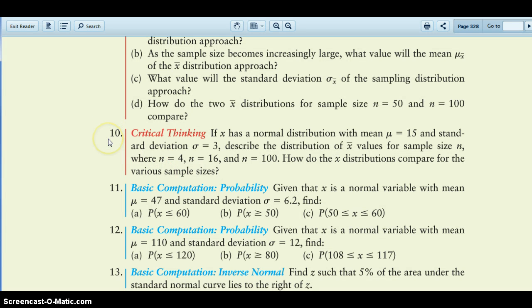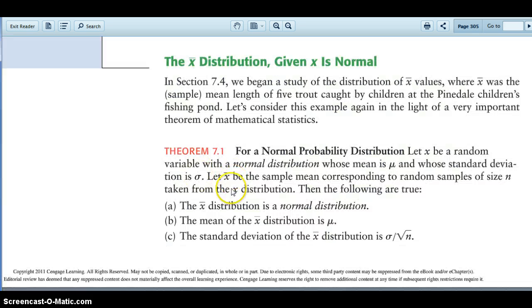For number 10, there were 3 parts. You need to consider the distributions where n is 4, n is 16, and also when n is 100. Page 305 has a lot of the information you'll need, and theorem 7.1 sums up how to answer the question. We're told in problem 10 that x is a random variable with a normal distribution, the mean is 15, and the standard deviation is 3. Then we're asked about a sample mean corresponding to different sample sizes, the 4, the 16, and the 100. So you should relate these facts for each.